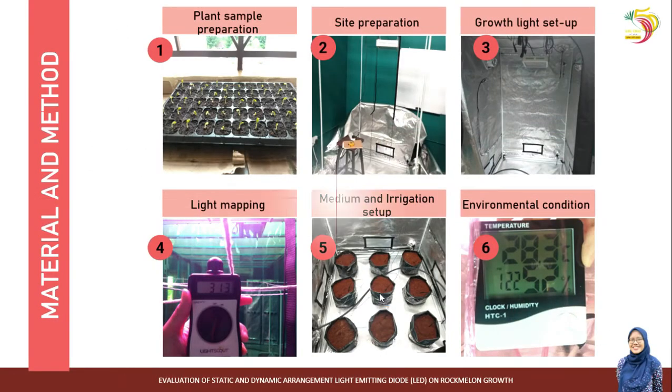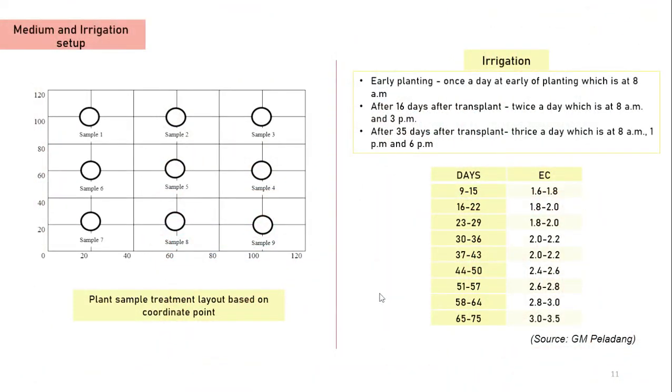Next is medium and irrigation setup. Peat is used as the medium for planting the rockmelon, where 9 polybags of cocopeat are placed for each treatment, positioned based on the coordinates at the plot as shown in the figure at the left. The type of irrigation used in this study is fertigation, and AB fertilizer is used in the system.